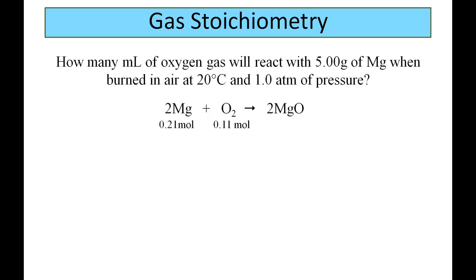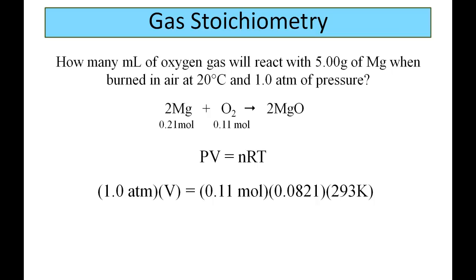So now that I know I have 0.11 moles of oxygen, I can find out the milliliters of oxygen gas using the equation PV equals nRT. Notice we can't just take the moles and multiply by 22.4 because it's not at STP. So let's go through and plug in our values for the PV equals nRT equation. The pressure is 1 atmosphere. The volume is what we're going to try to find. Remember, as we solve for volume in this case, it's going to be in liters.